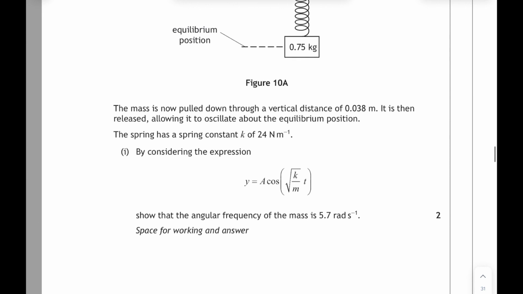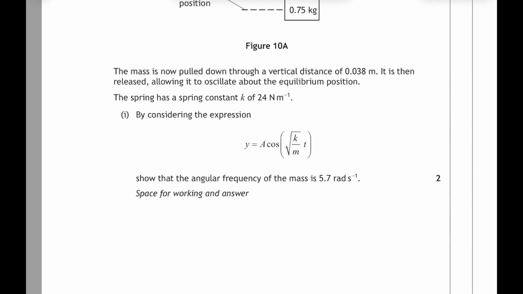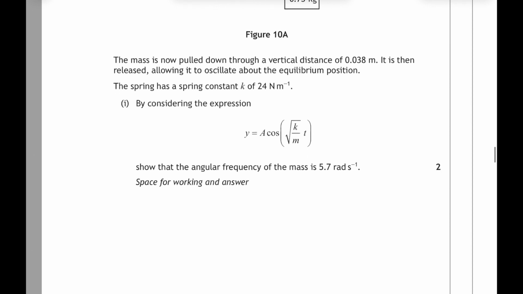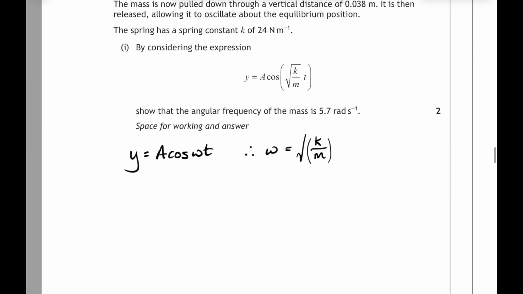The spring has got a spring constant k of 24 newtons per meter, and by considering the expression y equals a cos root k over m times t, we've to show that the angular frequency of the mass is 5.7 radians per second. So it's a show question, and it's a relationship that you're maybe not too familiar with. But remember, y equals a cos omega t is on your relationship sheet, so omega must be equal to root k over m. And the first thing we've to do is find omega, the angular frequency.